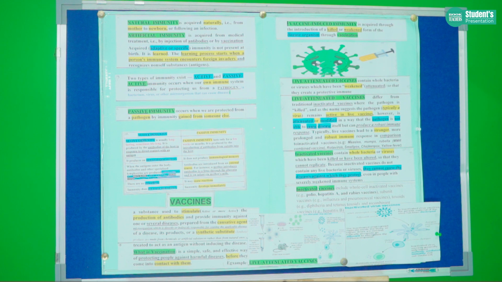Whereas in the inactivated vaccine, what do we do? Exactly the opposite of the live attenuated vaccine. In the inactivated vaccine, whatever the pathogen is, what do we do to it? We kill it. And as the name suggests, the pathogen. What is a pathogen? It is typically a virus which is responsible for causing that disease.